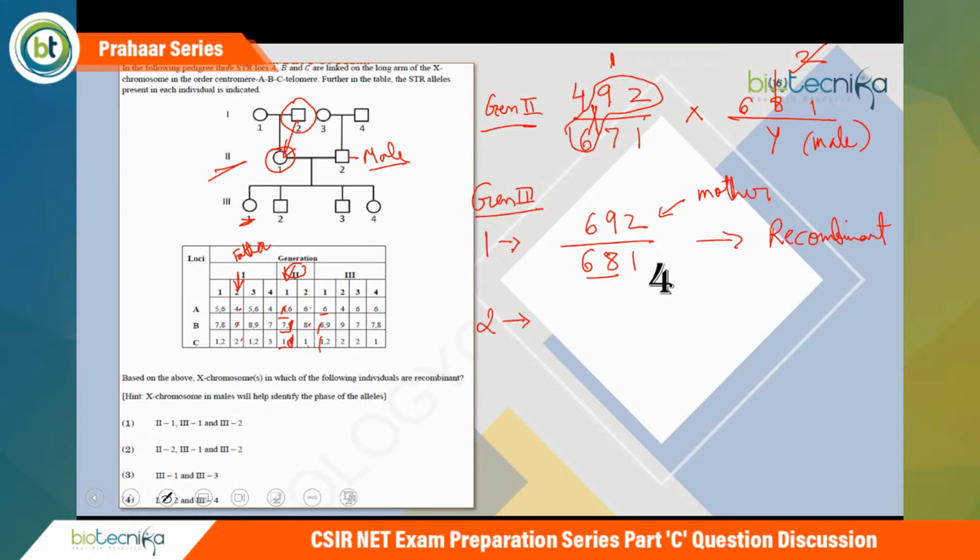Similarly, second. Once you have understood it, you can see it in all the 4 individuals one by one. So I suggest that you do it along with me.